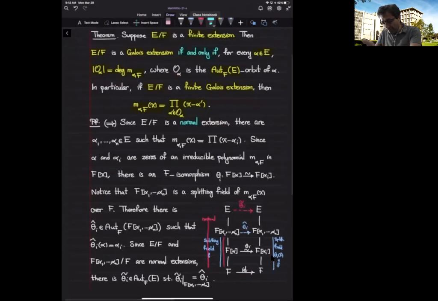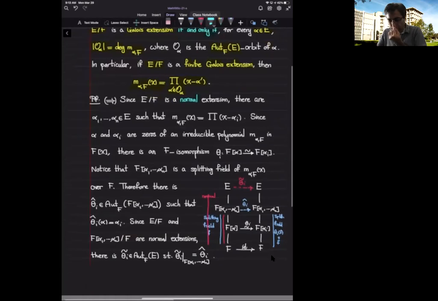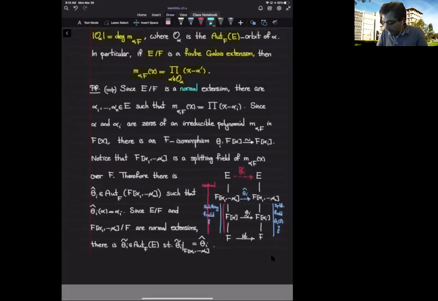I want to understand how many elements I have in the orbit of alpha. We have already discussed that every element inside the orbit is one of the zeros of the minimal polynomial. Now I want to say that every zero of the minimal polynomial can be realized as an element inside the orbit. That's my goal. So I want to start with the minimal polynomial and then split it into linear factors. How can I do it? I can do it when my extension is a normal extension. So because E over F is a normal extension, I can split the minimal polynomial of alpha over F as a product of linear factors over E. So I can find alpha i's inside E such that this equality holds.